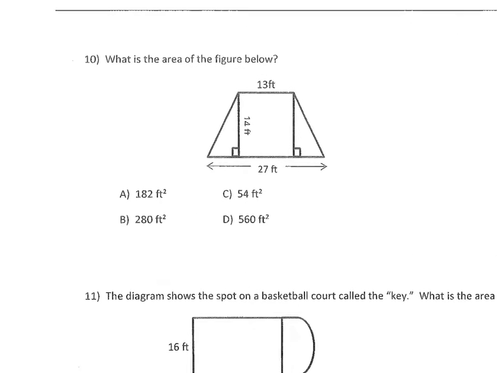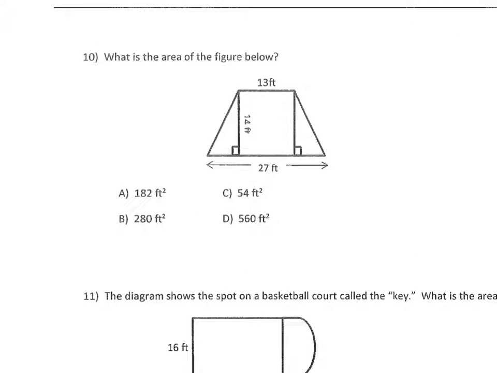Number 3, what is the area of the figure below? There are 2 different ways you can do this. You can figure this as being 2 triangles and a square. Or you can figure it as being one big trapezoid, which might be a little bit easier.